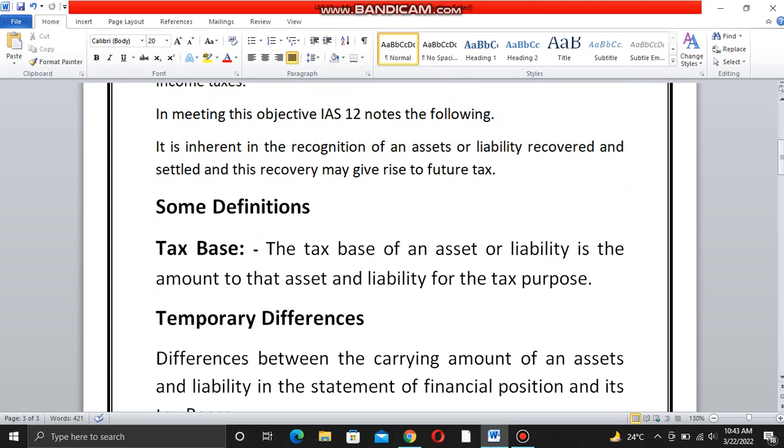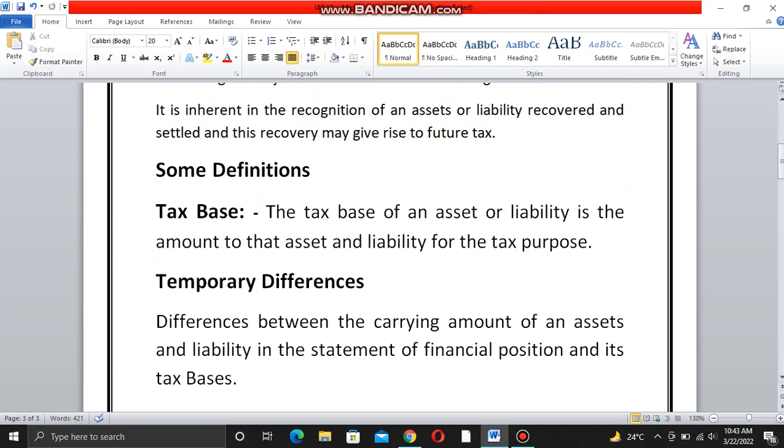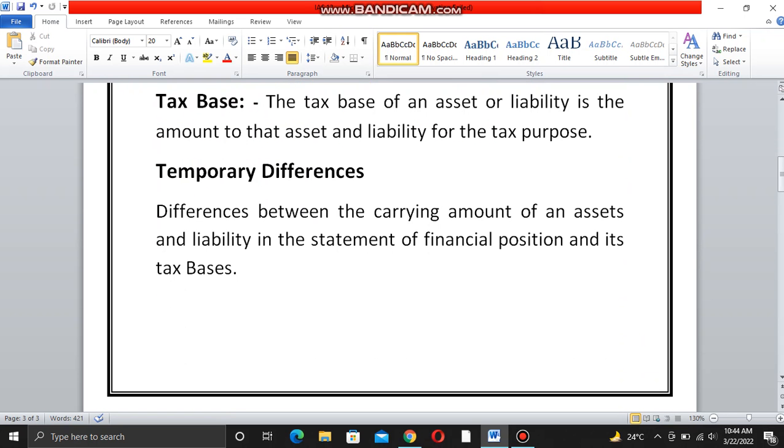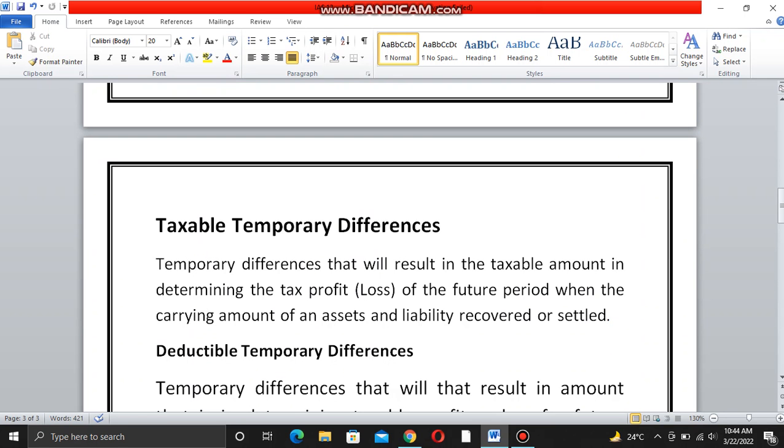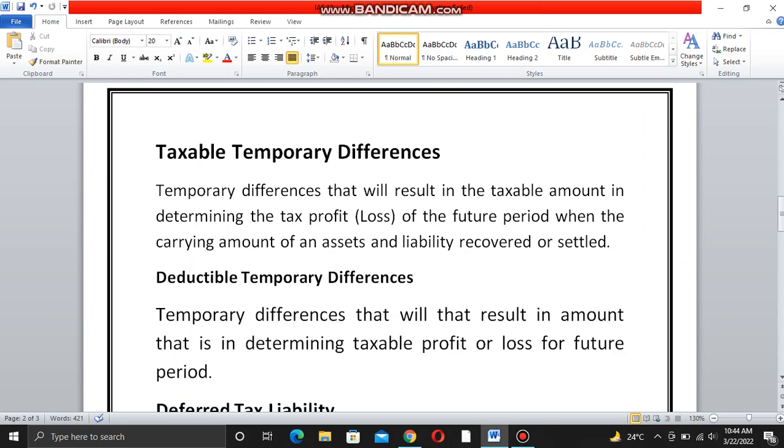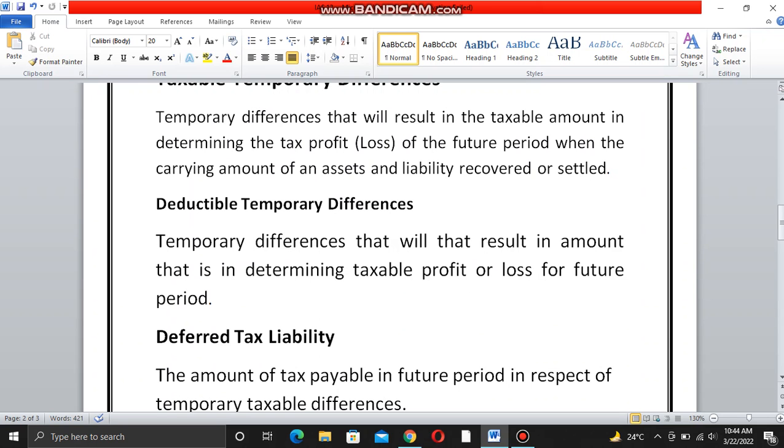All right, some definitions. A very important definition: tax base. The tax base of an asset or liability is the amount attributed to that asset or liability for tax purposes. Temporary differences: differences between the carrying amount of an asset or liability in the statement of financial position and its tax base. Taxable temporary differences: temporary differences that will result in taxable amounts in determining taxable profit or loss for future periods when the carrying amount of the asset or liability is recovered or settled.